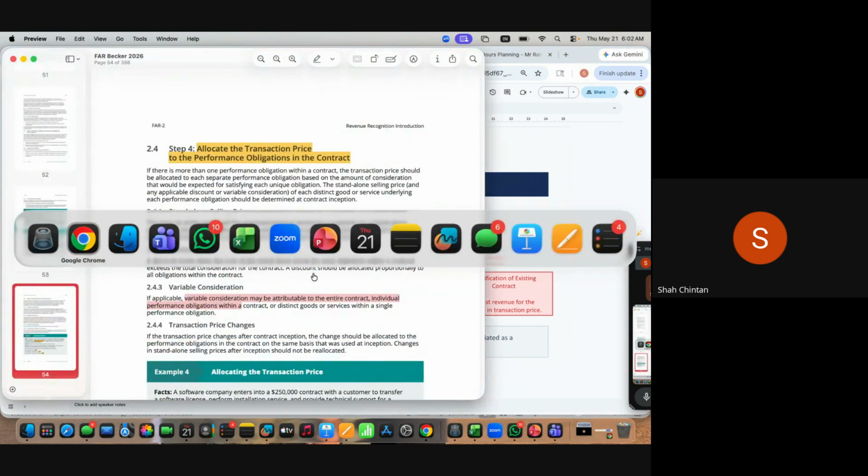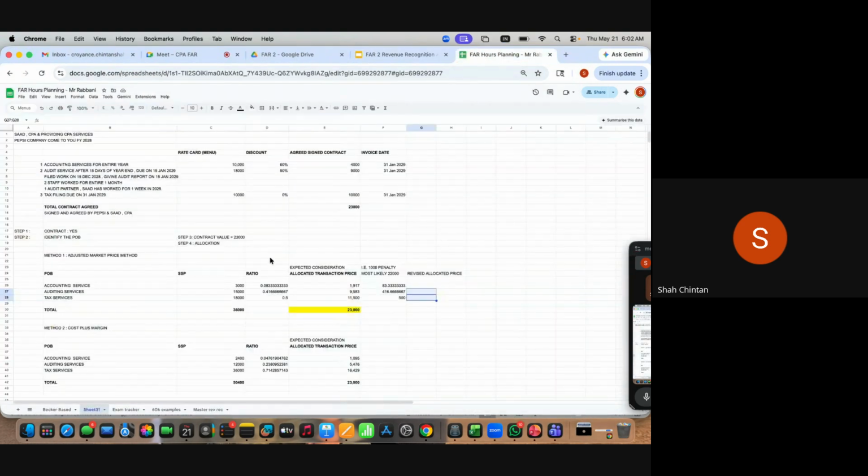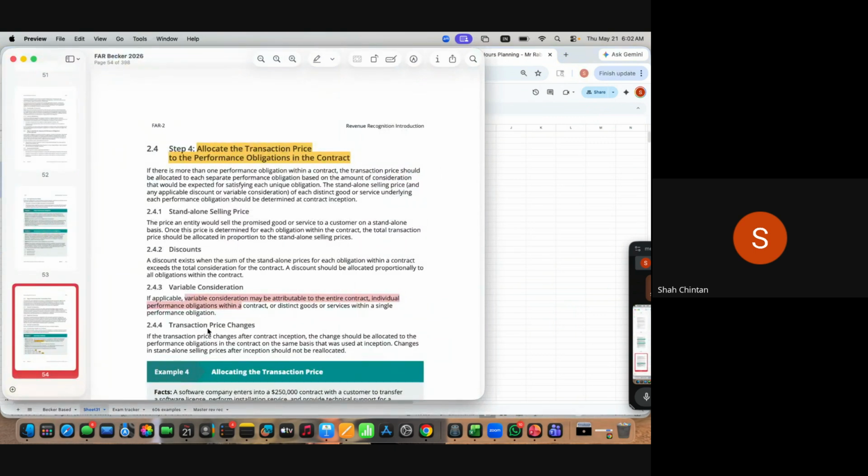Suppose आपने काम शुरू कर दिया पेप्सी कंपनी का, and after 6 months you say कि भाई 3000, sorry, 4000 में accounting service नहीं होगी, I am going to charge you 8000. Auditing service will be 18,000 and tax filing will be 15,000. So there is a change in the contract value. So if there is a change in the contract value, how accounting should happen is a contract modification. And this point is also transaction price change, मतलब contract price change.